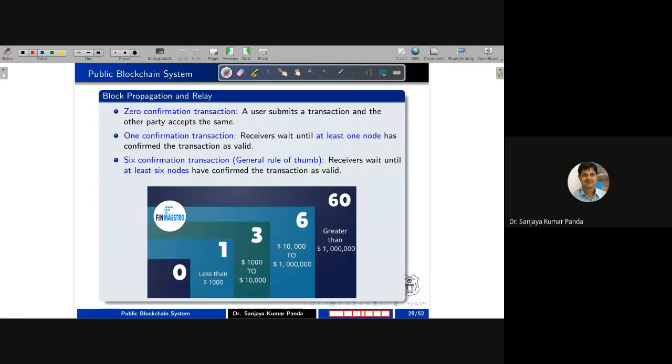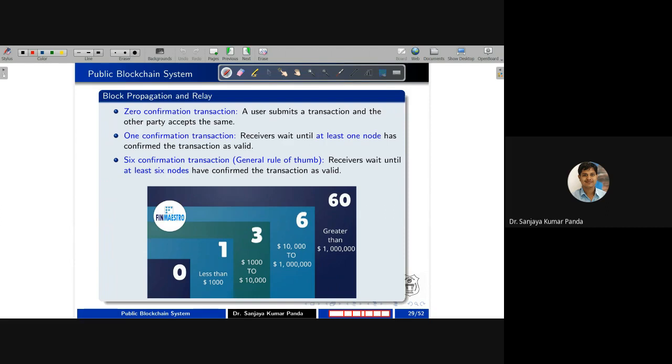Now come to another important concept in public blockchain systems, called block propagation and relay. It is very much important. Here you can see how many people have to confirm a particular transaction to add that transaction into the blockchain. That is very much important.